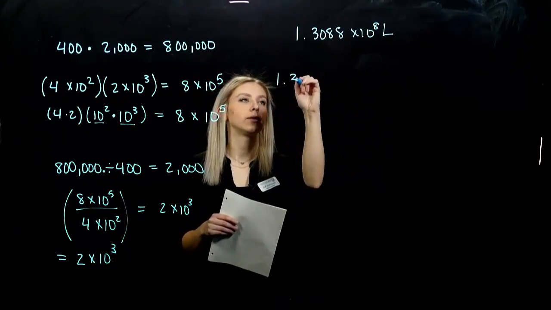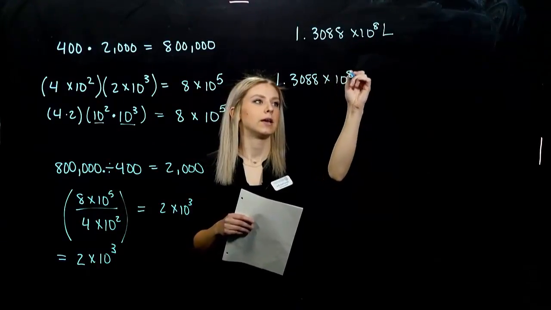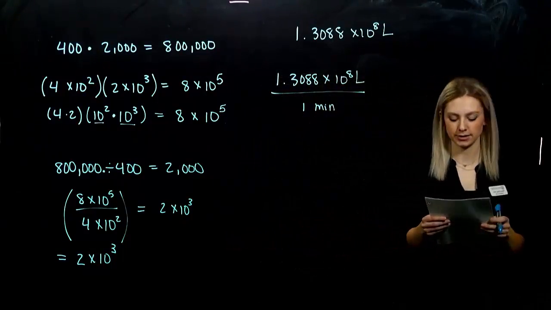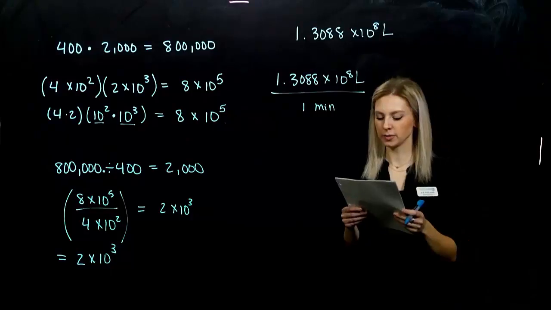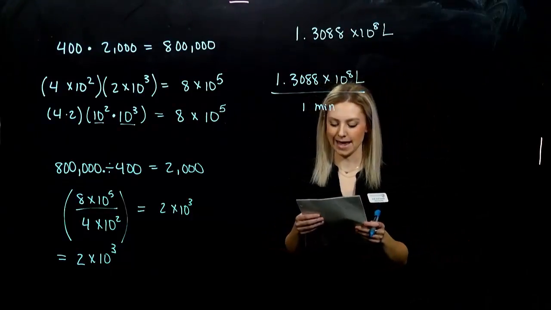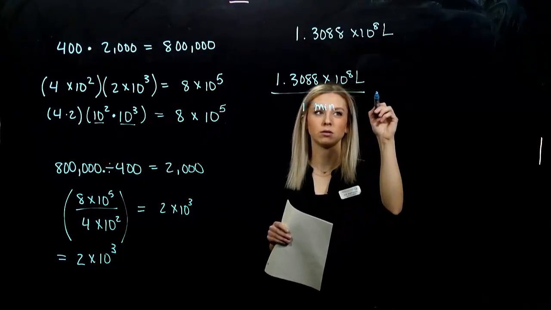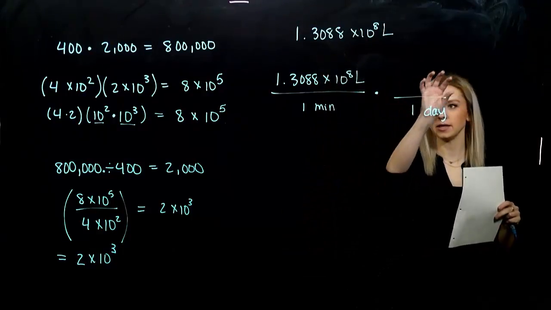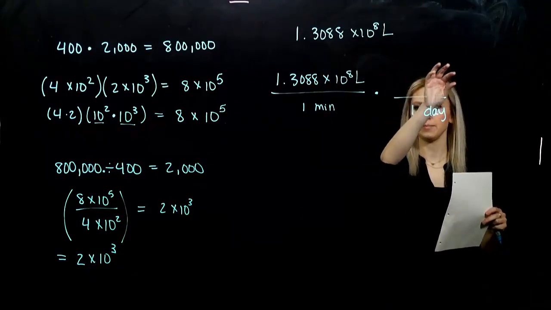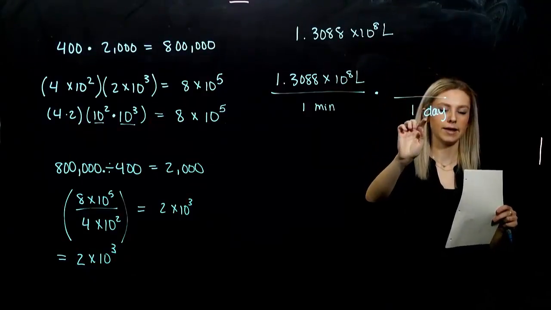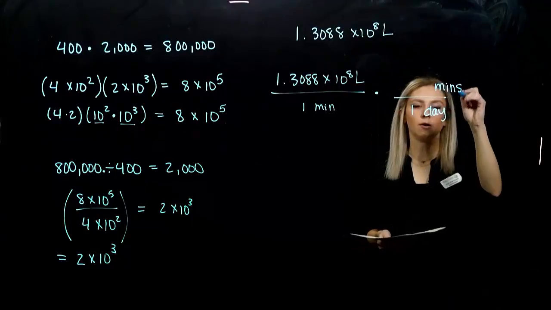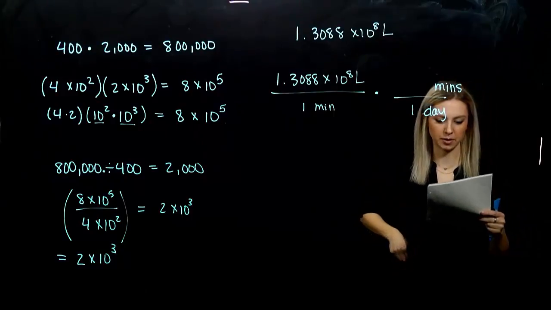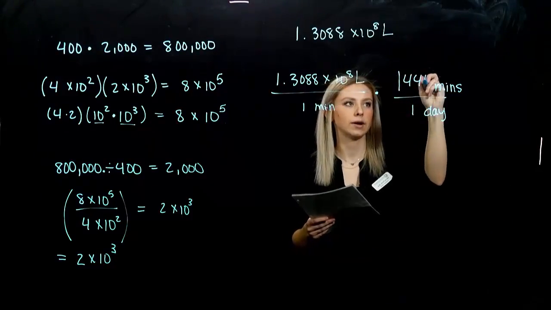So I've got 1.3088 times 10 to the 8 liters per 1 minute. And what are we being asked to find? I want how much water spills over the falls in 1 day. So we need to figure out, I want it to be per 1 day. Liters per day. So I need these units to cancel. So I need to figure out how many minutes are in 1 day. So, doing the math. 60 minutes in an hour, 24 hours in a day. If we do that multiplication, we're looking at 1440.